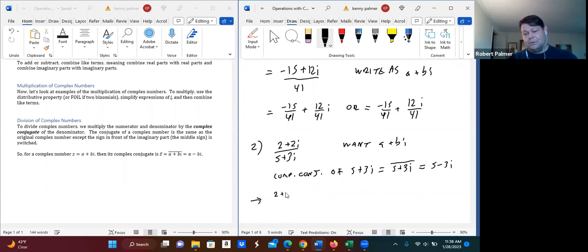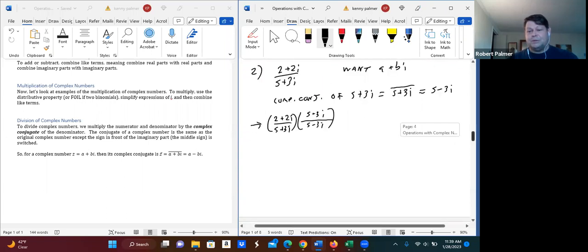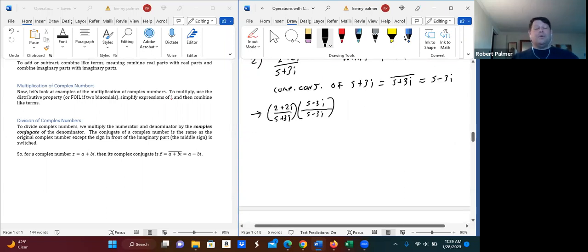So just rewrite this, 2 plus 2i over 5 plus 3i. And then multiply the top and bottom by 5 minus 3i. We're multiplying the top and bottom by the same thing because this is 1, so I'm not changing what this fraction means. Now this is exactly what we did before. It just takes a bit longer. There's a little more to do. Everything works exactly the same way.